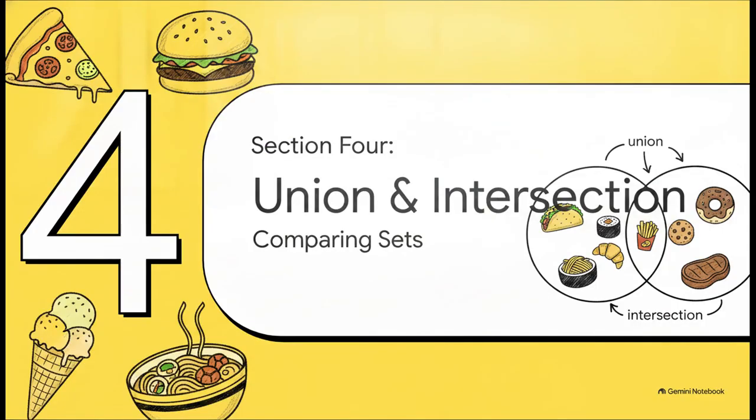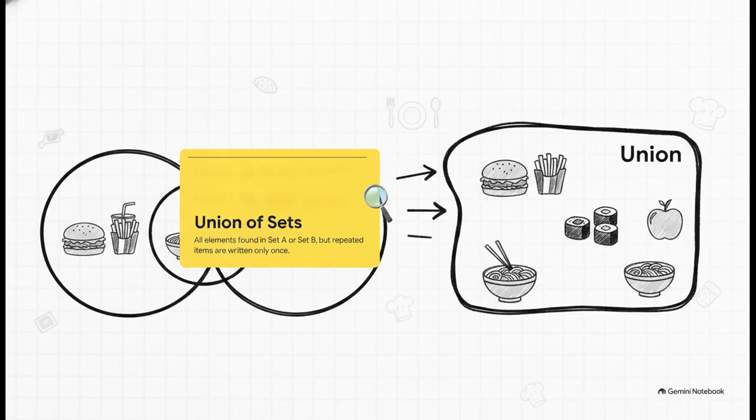Right. On to part four, union and intersection. Imagine we're planning a massive feast for two totally different people. If we combine everything both people want to eat into one giant master list, we're creating a union. The golden rule of a union in set theory is that we combine all unique elements from set A or set B, but, and this is important, any repeated items are only written once. I mean, we don't need to write rice twice on our grocery list, right? We just need to know it's part of the total combined choices.